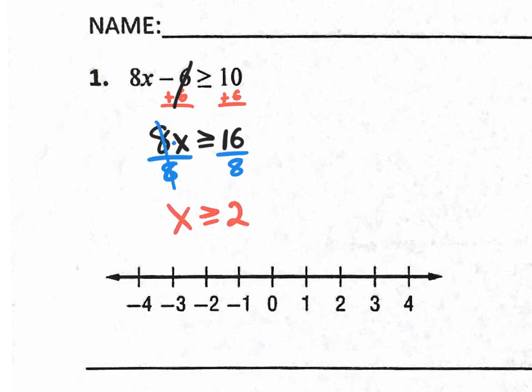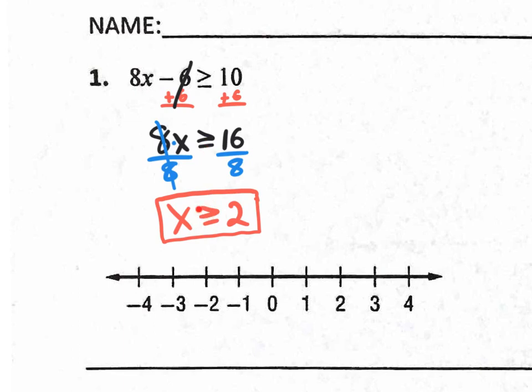Now remember, the only difference between solving equations and inequalities is if you multiply or divide by a negative in your final step, you have to flip the inequality symbol. Right here we divided by a positive 8. That's why we didn't have to flip this symbol. It stayed exactly the same.